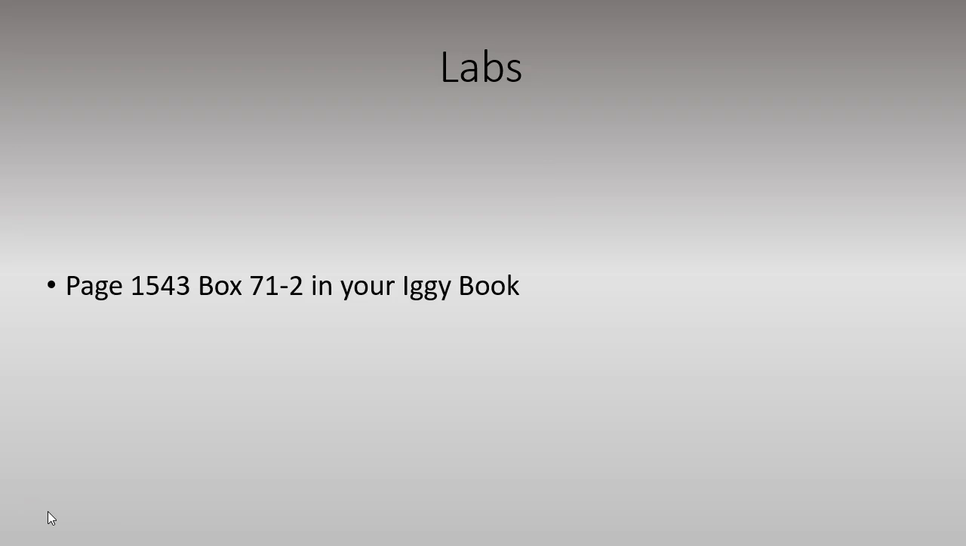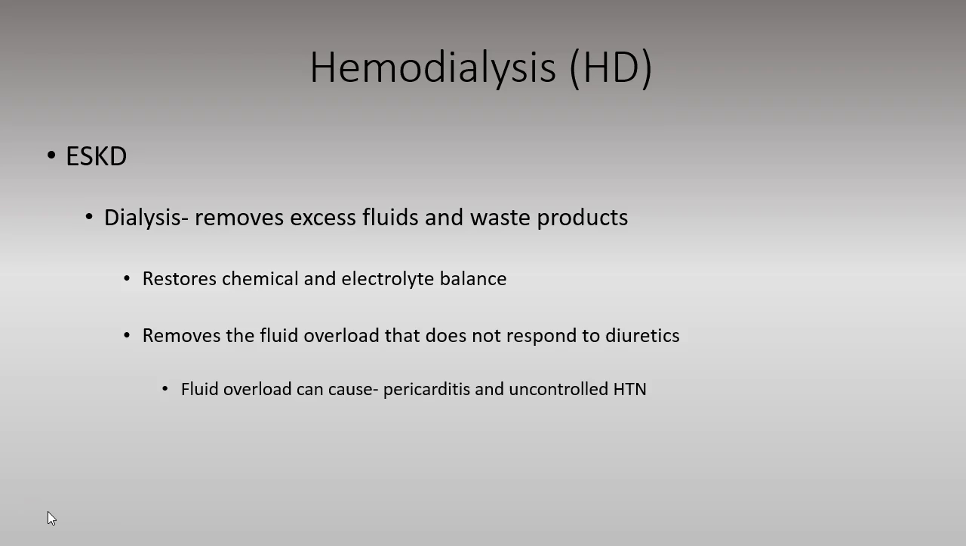I want you to pay a lot of attention to this box, especially the serum creatinine, the BUN, your magnesium, your calcium, your blood pH, hemoglobin, and hematocrit. Those are going to either be important in this chapter, or you're going to need them for your acid bases. So definitely memorize as much as you can from that book. It's page 1542, chart 71-2.